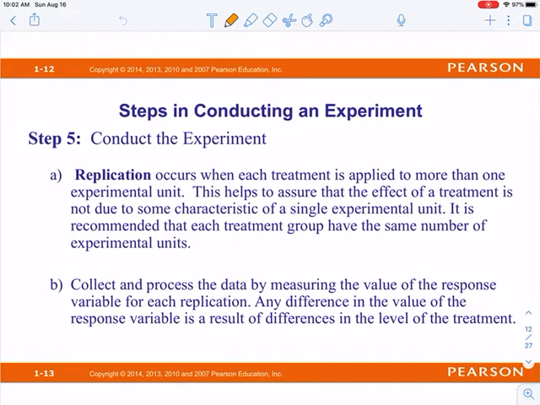Okay, and then for step 5, we're actually going to conduct the experiment. Part A, for replication. Replication occurs when each treatment is applied to more than one experimental unit.